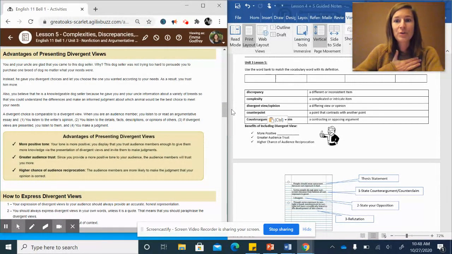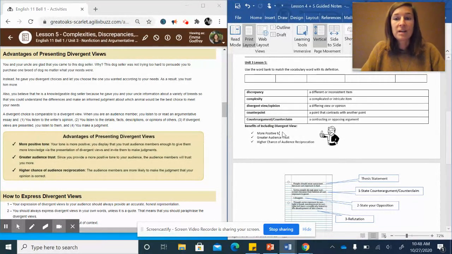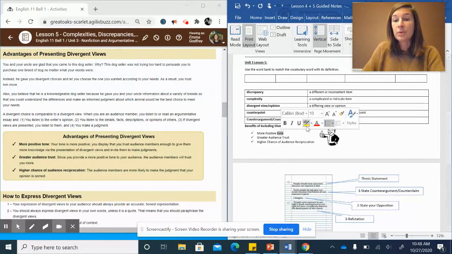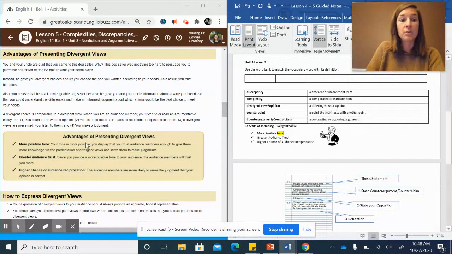If we want people to agree with our side, why do we pull in the other side and talk about the points that they're making? So there are reasons to do that. The first reason is it creates a positive tone, because if your reader is on that other side, if you're pulling it in and acknowledging why people think the different side, they're going to be more likely to listen to what you have to say if you're already acknowledging their point of view. It creates greater audience trust.